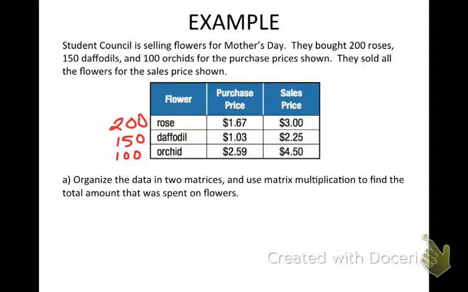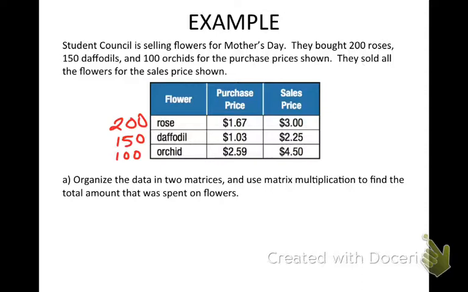Just if I paid $1.67 for 200 roses, how much would that be total? I paid $1.03 for 150 daffodils. How much would that be total? $2.59 times 100. How would that be total? Right. So, what things am I multiplying together? The number of flowers in their purchase and the purchase price. So we need to make two matrices with that.